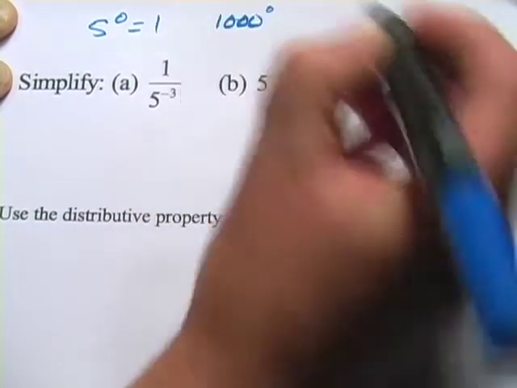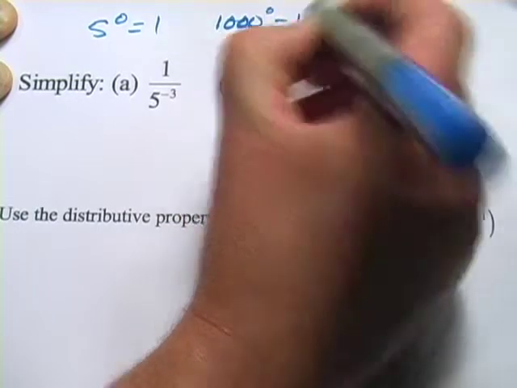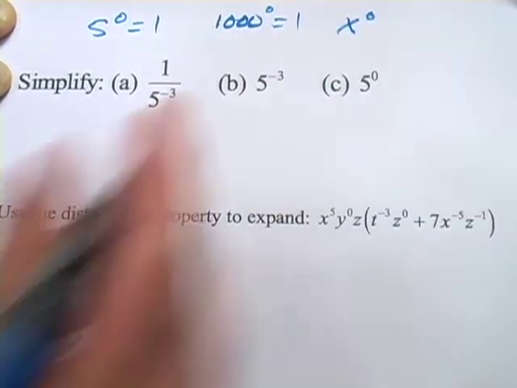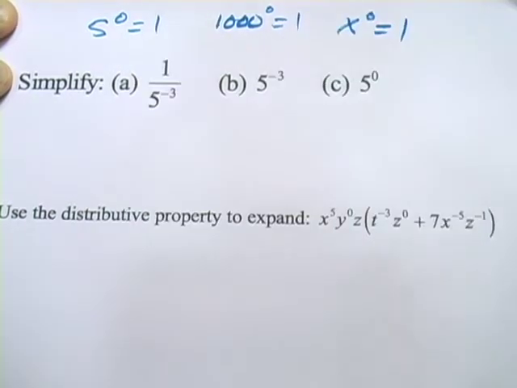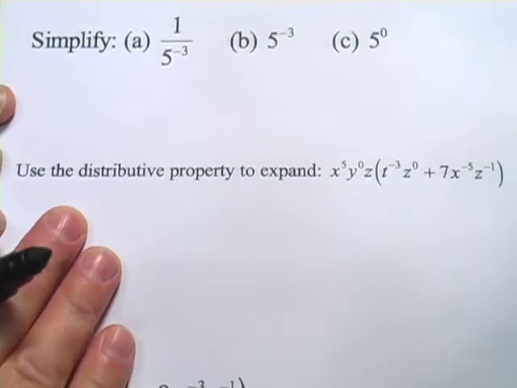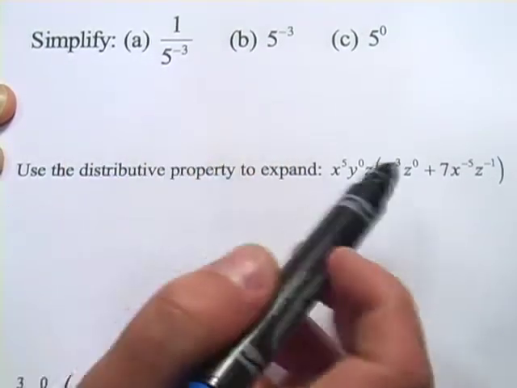1,000 raised to the 0 power equals 1. X raised to the 0 power, even though I don't know what x is, I know it's going to equal 1 because anything raised to the 0 power is 1. So that rule should make these problems a little simpler. Let's take a look at this one.